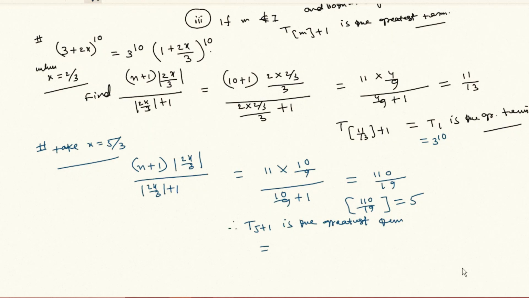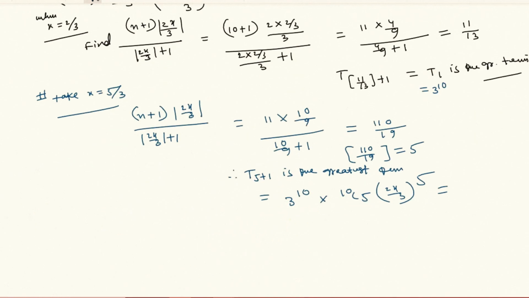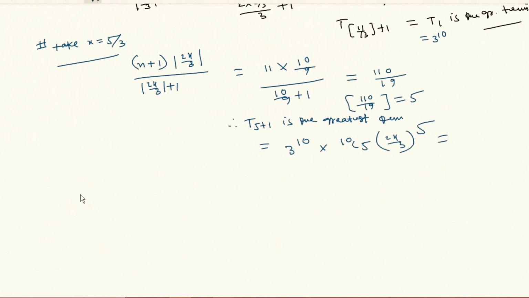It will be 3 to the power 10 multiplied by 10C5, 2x by 3 to the power 5. Put the value of x there, you will get the greatest term. Let us take one sum where this will be an integer. Then our decision making will be easier. You just take this example.